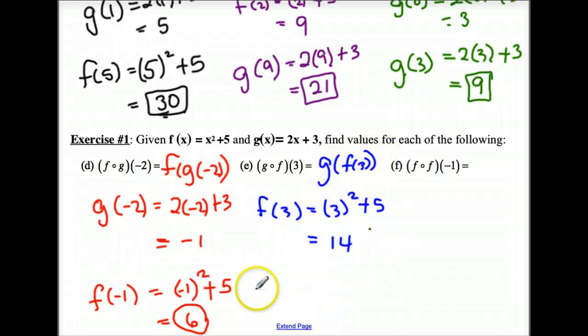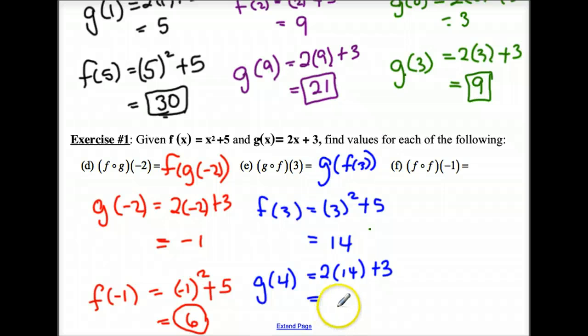That's being replaced, and I'm going to find g of 14. So g of 14 is 2 times 14 plus 3. 2 times 14 is 28, plus 3 is 31. Final answer.